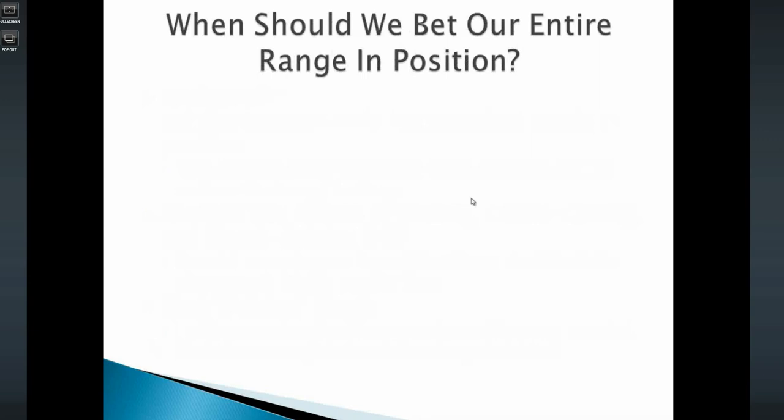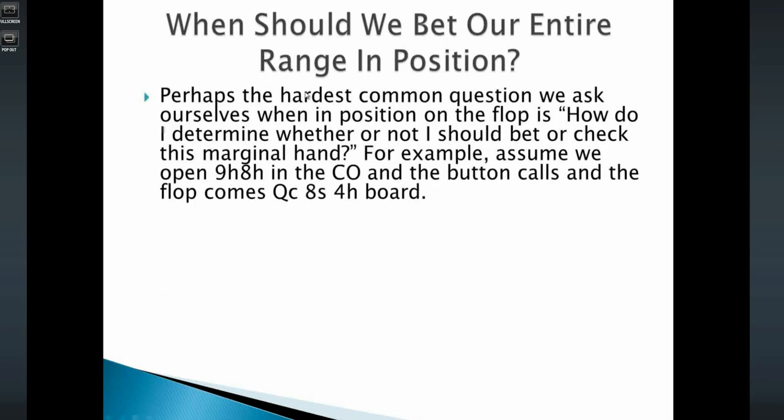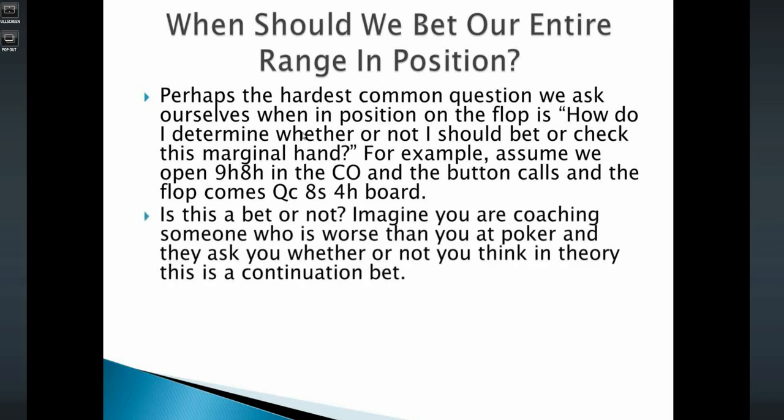When should we bet our entire range in position? Perhaps the hardest common question we ask ourselves when in position on the flop is, how do I determine whether or not I should bet or check this marginal hand? For example, assume we open with 9 of hearts, 8 of hearts in the cutoff, and the button calls, and the flop comes Queen of clubs, 8 of spades, and 4 of hearts. Is this a bet or not?